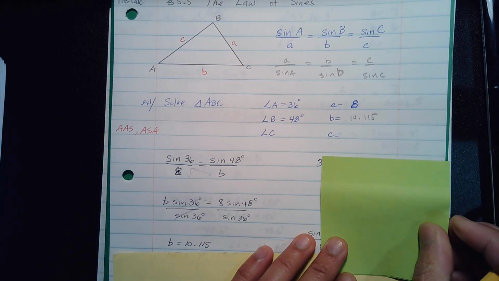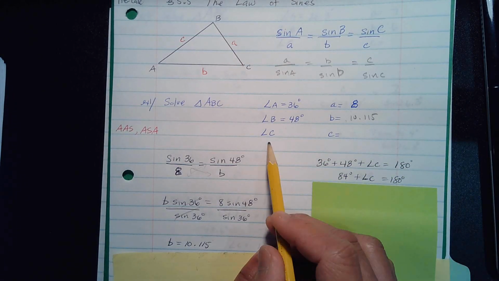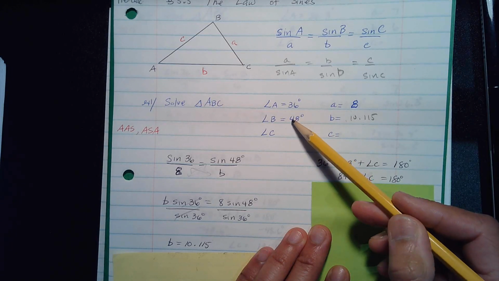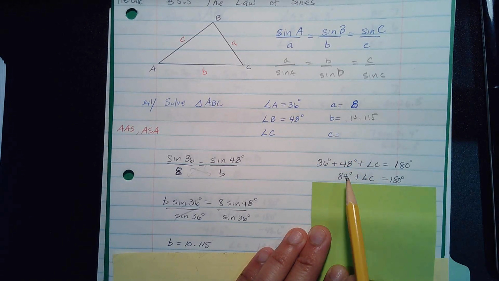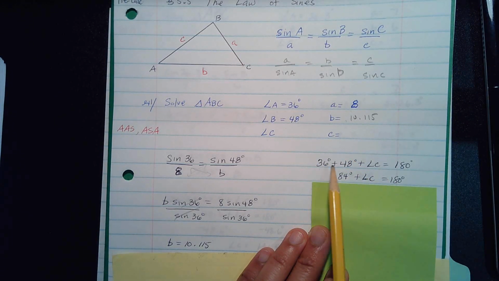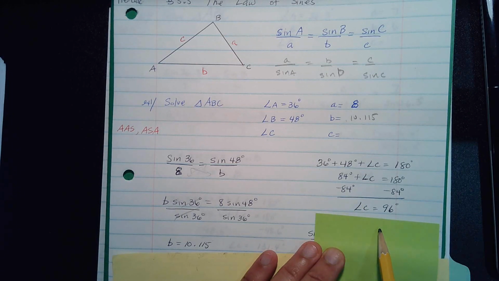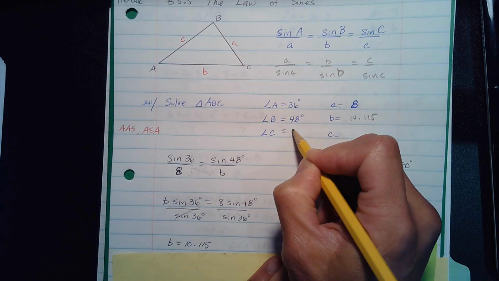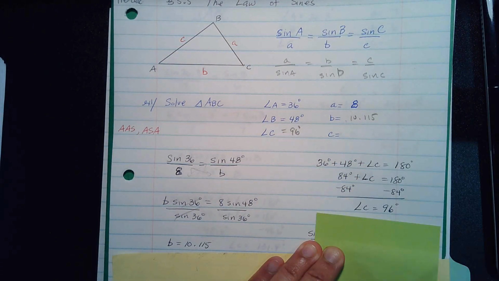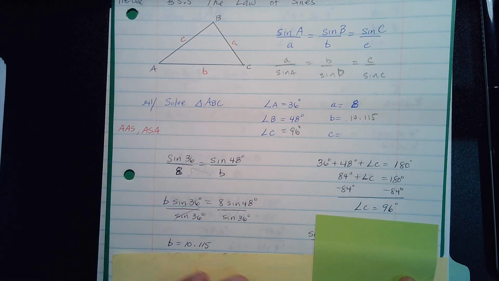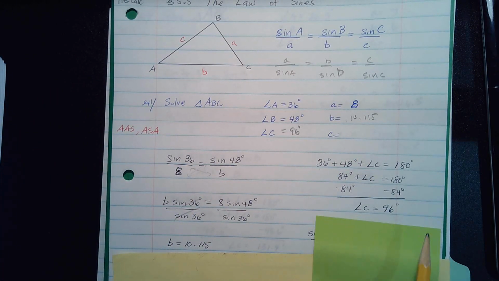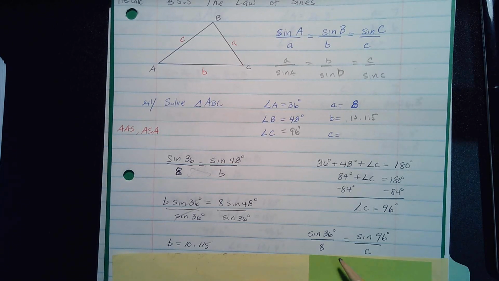All right. To find angle C, we know that all the angles in a triangle add up to 180. So here is A plus B plus angle C equals 180. Combine like terms, isolate angle C. So angle C is 96 degrees. To find the missing side, we'll just use law of sines again.